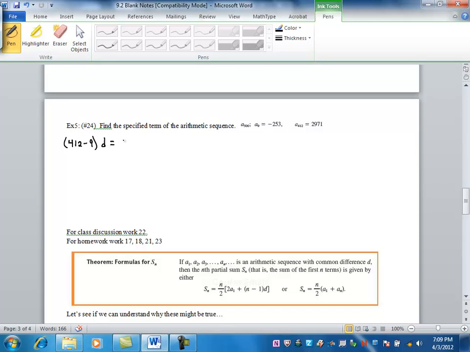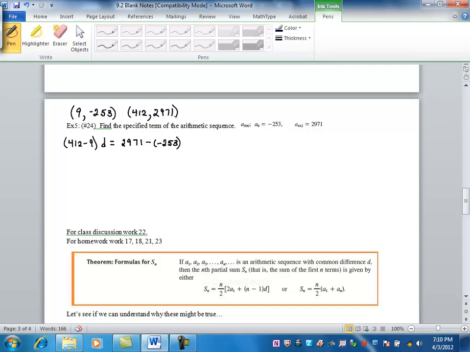And this is equal to 2971 minus a negative 253. This sound familiar, guys? If we list these as an ordered pair, the 9th term is negative 253. The 412th term is 2971.